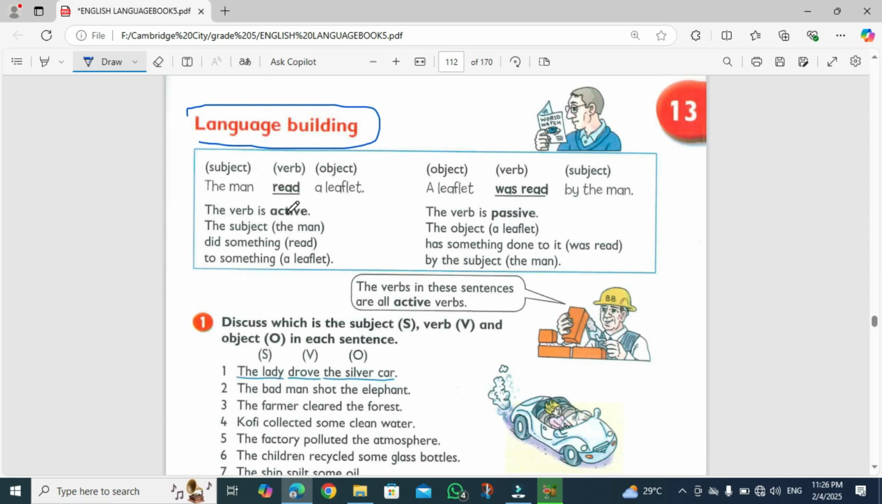Okay, in this lesson, we're going to talk about active and passive. Active sentence and then passive sentence. We also have active verb and passive verb.